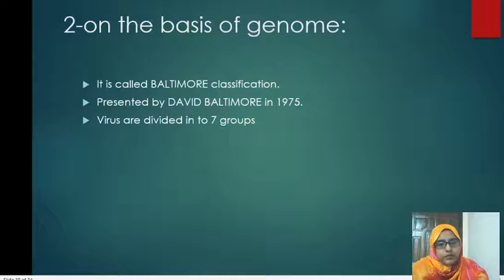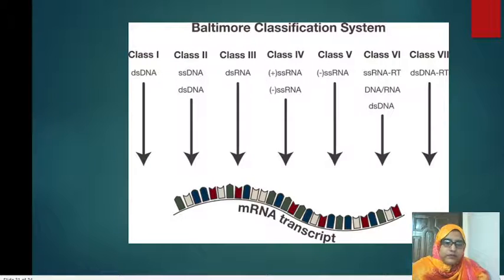According to David Baltimore, viruses are divided into 7 subgroups based on genome, based on DNA and based on RNA. You can see here class 1, 2, 3, 4, 5, 6 and 7, different groups, abbreviated as dsDNA, ssDNA, dsRNA, positive ssRNA, negative ssRNA, ssRNA-RT, and dsDNA-RT.